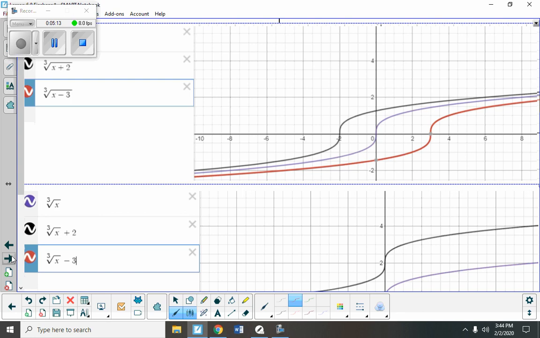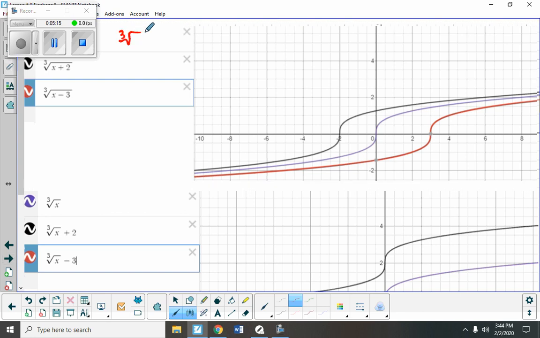Here we have cube roots. The top one again is hidden. That's the blue one. This is your cube root graph. And you'll notice when we put in the cube root of x plus 2, that's the black one, it went to the left 2. So when it was a plus 2, it went left 2. And then the cube root of x minus 3, that's the red one, that went to the right 3.